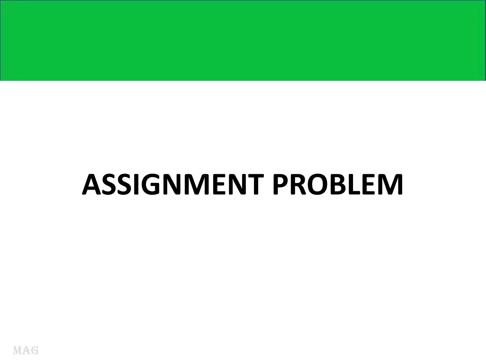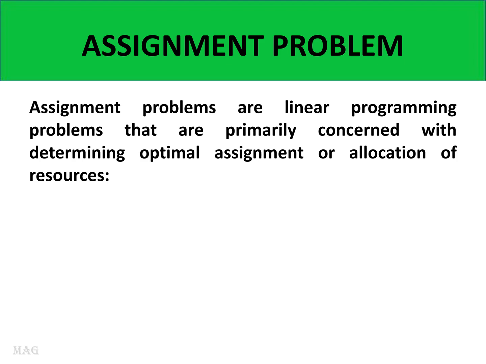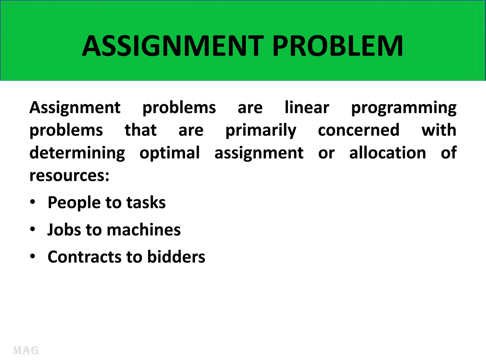Hello everyone. In this video, we discuss a type of linear programming problem which we call assignment problems. What are assignment problems? Assignment problems are linear programming problems that are primarily concerned with determining optimal assignment or allocation of resources. It could be people assigned to tasks, jobs assigned to machines, contracts assigned to bidders, or salespeople assigned to areas.